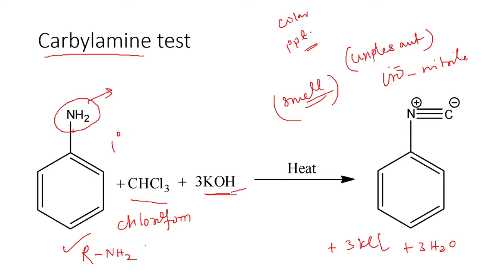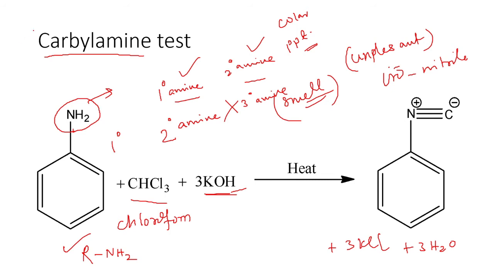Okay, but the question arises here, what if you are given something like this is a primary amine, this is the secondary amine, and you have to distinguish between them. So you can easily say that this thing will undergo carbonylamine test and this will not undergo carbonylamine test. So clearly you will get to know which is the primary amine. But if you are asked to distinguish between secondary amine and tertiary amine, then this carbonylamine test will not work.